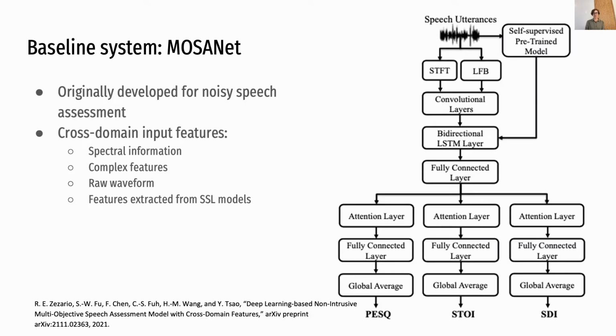Our second baseline is called MOSANet. This system uses many kinds of cross-domain input features, including features extracted from SSL models. This system does not fine-tune the SSL model, but uses features extracted from it, along with other features, such as spectral information and the raw waveform.